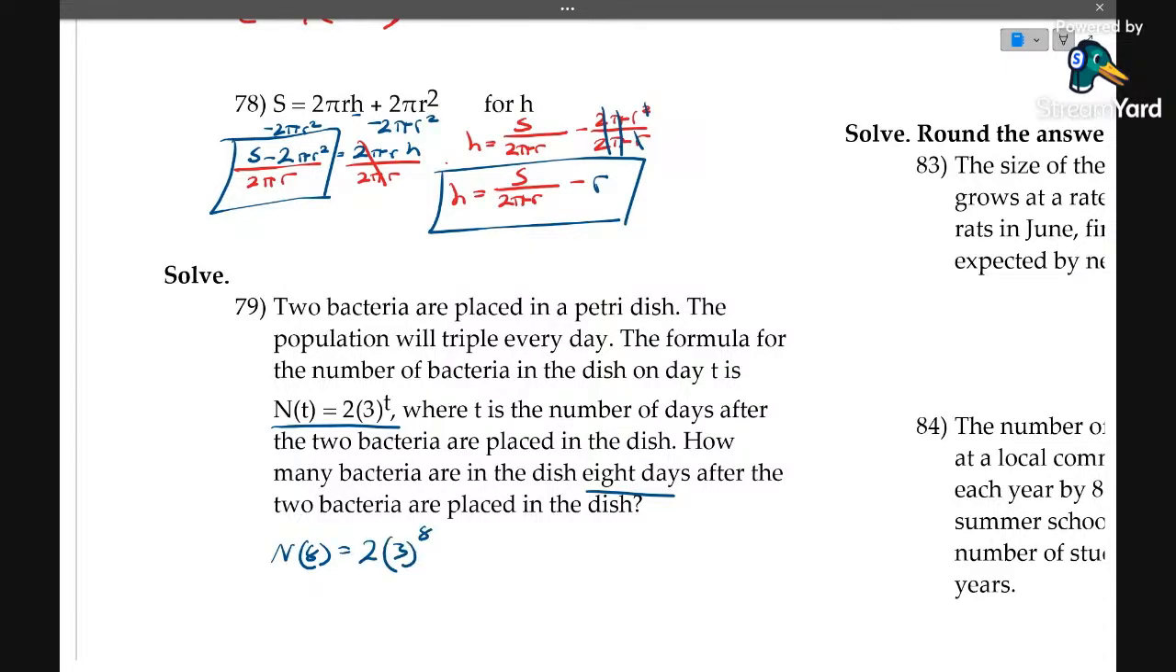So we'll evaluate 3 to the 8th power, which is 6,561, and multiply that by 2. And after 8 days, there are 13,122 bacteria in the petri dish.